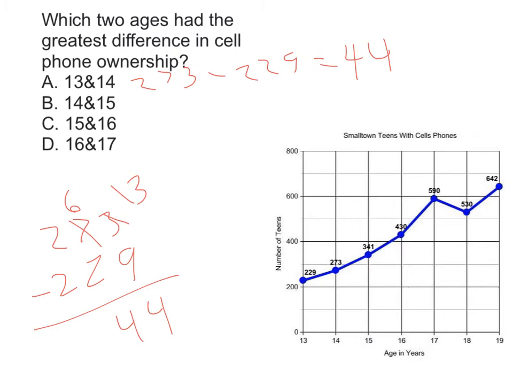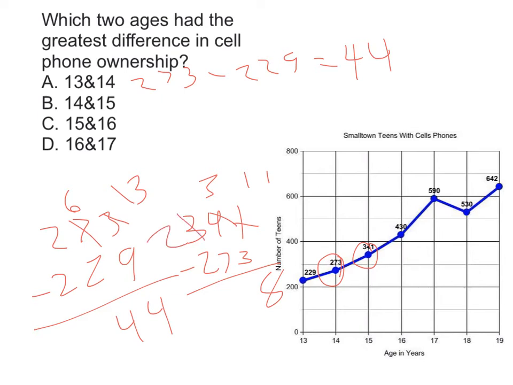Now if we're looking at 14 and 15, that's 341 minus 273. Again, we need to do some exchanging. This is a good review of subtraction as well. We can't take 3 from 7, so we need to borrow from the hundreds place, 13. So that gives us a difference of 68, making A incorrect, because in this one we're looking for the greatest difference. So hopefully you caught that.